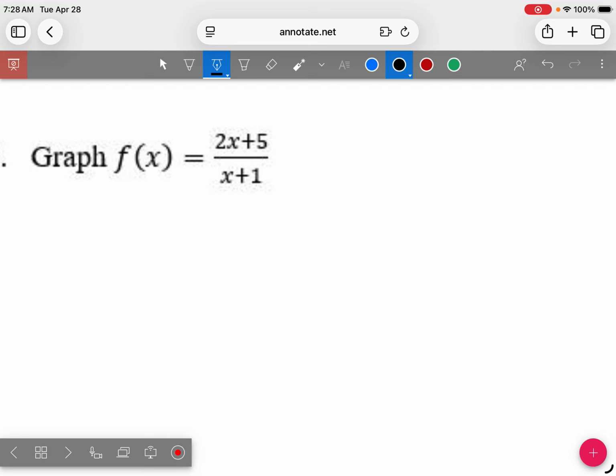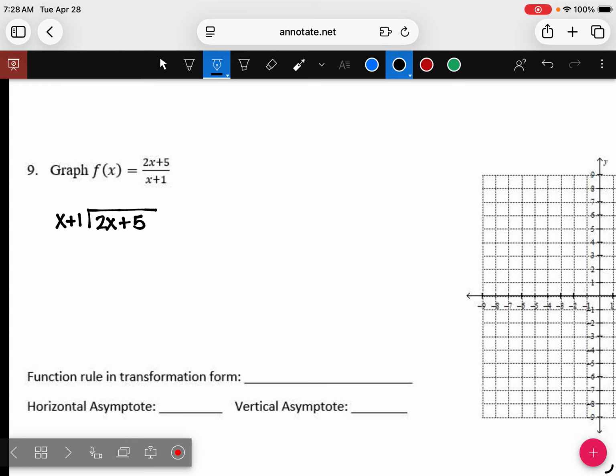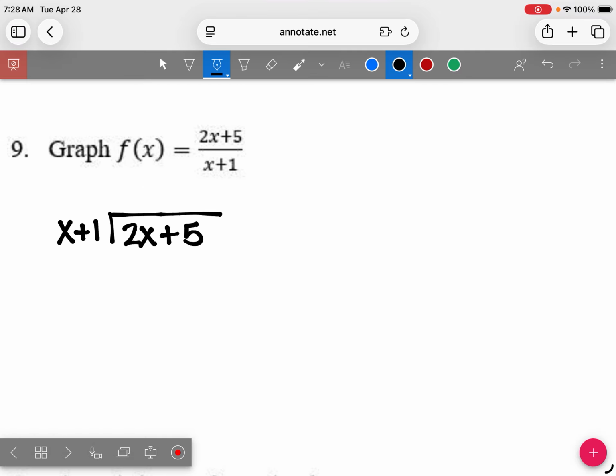This is not transformation form. If you see an X at the top and an X at the bottom, that's not transformation form. We need to do long division. So what we're going to do is put the X plus 1 on the outside, 2X plus 5 on the inside, under the hood. So I'm going to write the steps out too.